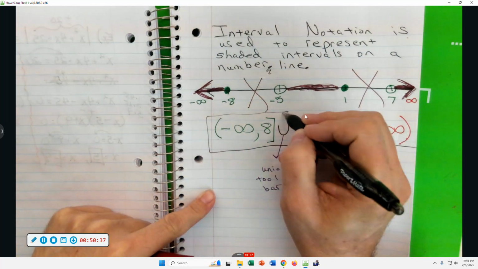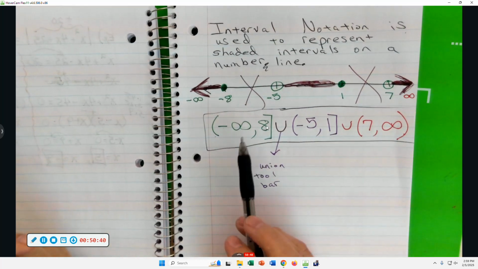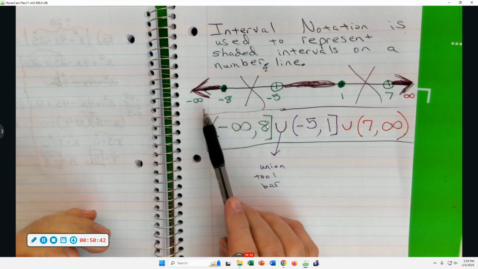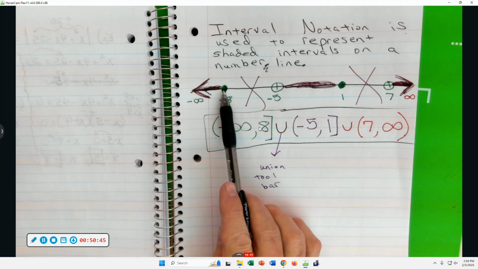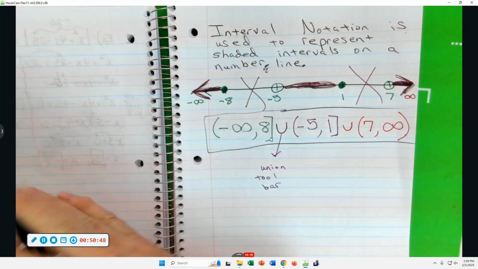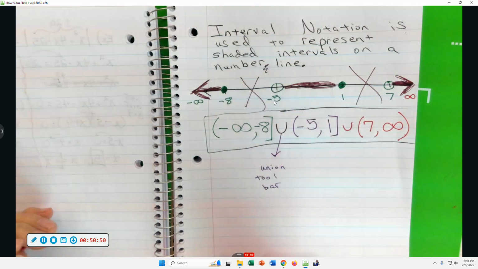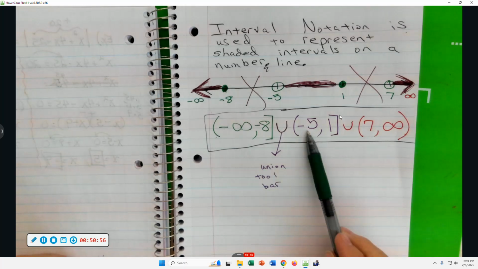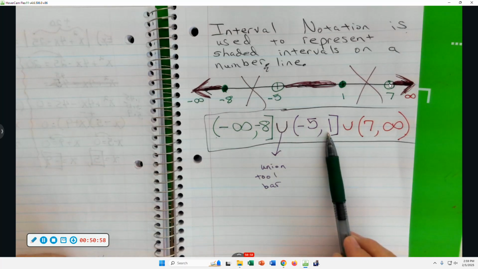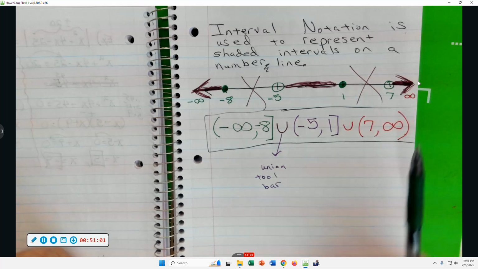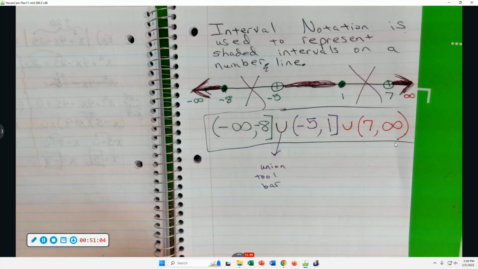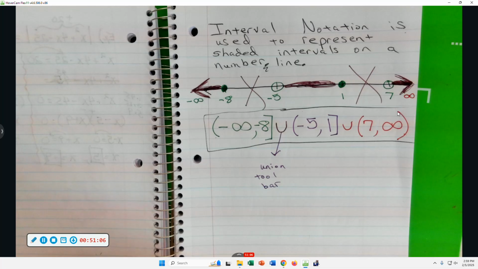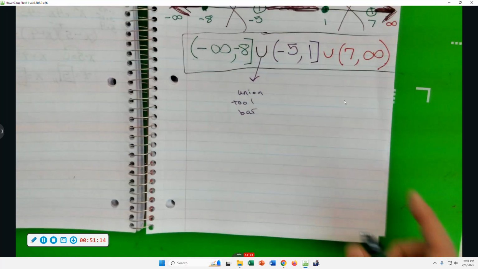So what you've written there is a shorthand way of saying every number to the left of -8, including -8. Every number between -5 and +1, not including -5, but including 1. And every number to the right of 7, not including 7. It doesn't make sense to talk about including infinity. That would be as silly as saying including the arrow at the end of a number line. That's why you always put parentheses.